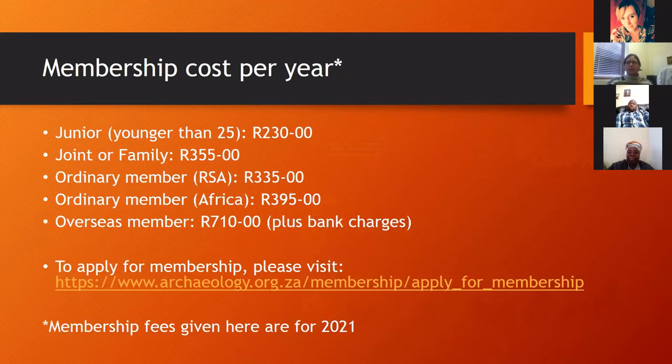So what does membership involve? If you're younger than 25, you're in the junior category, and membership per year is 230 Rand. Joint or family, you get a bit of a discount, it's 355 Rand. Ordinary member for South Africa is 335. Ordinary member for Africa is 395. And if you're an overseas member, it's a bit more expensive, 710 Rand plus bank charges. The website is available there. If you visit www.archaeology.org.za, it's very easy to find where you can apply for membership to the society.